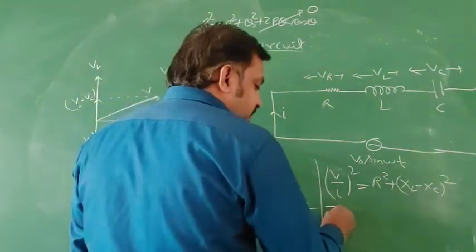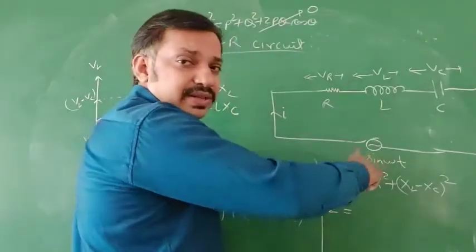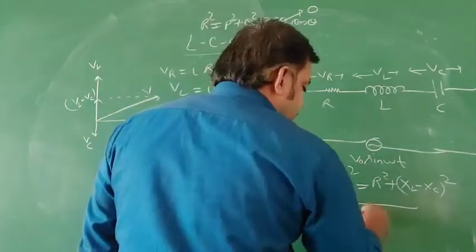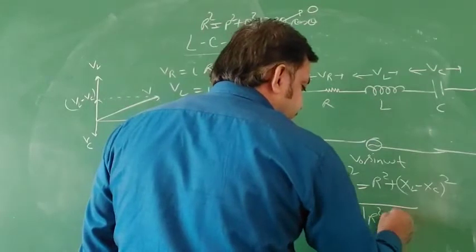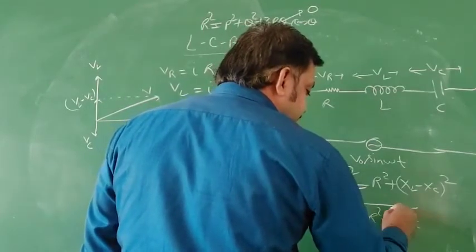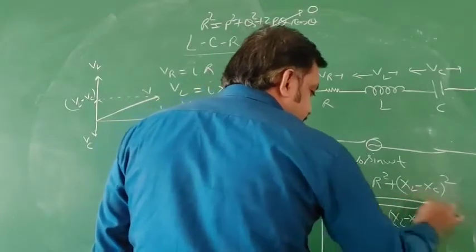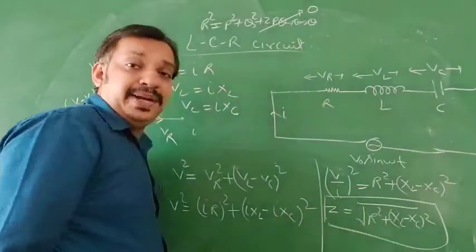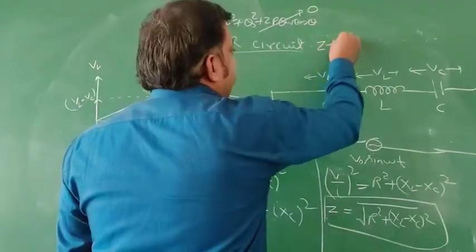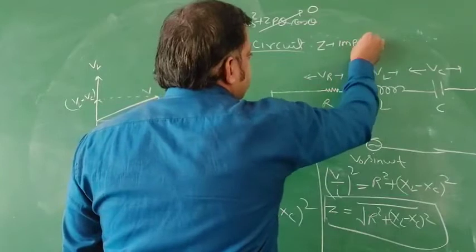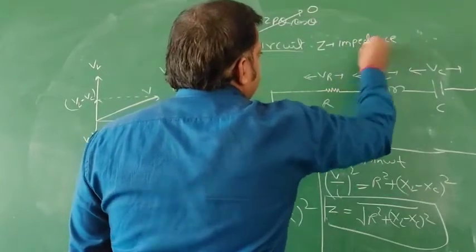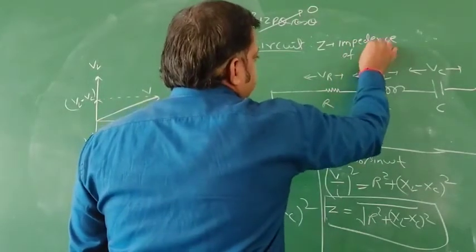So basically Z equals to, so that was Z square, and after that I am taking the under root, so Z is equal to under root R square plus XL minus XC whole square, where Z is called the impedance of the circuit.